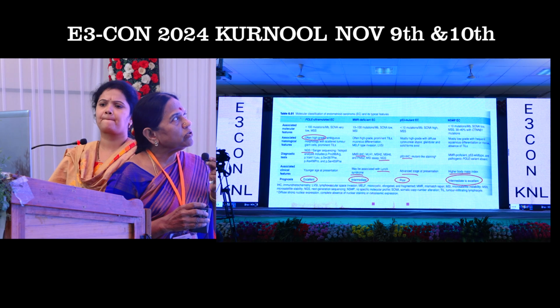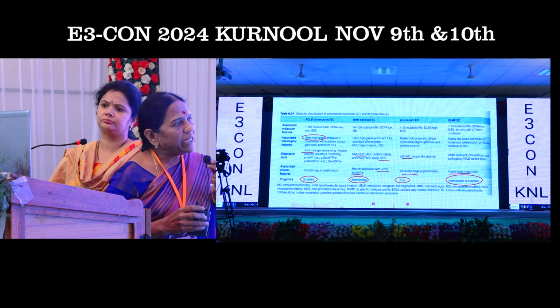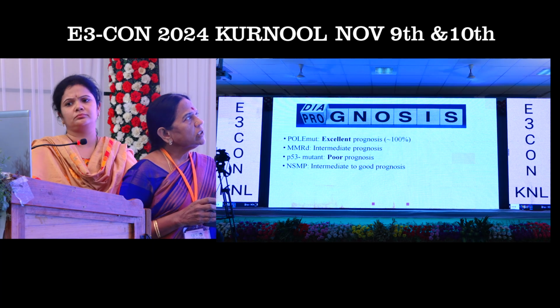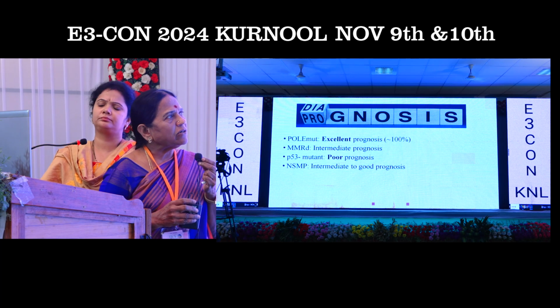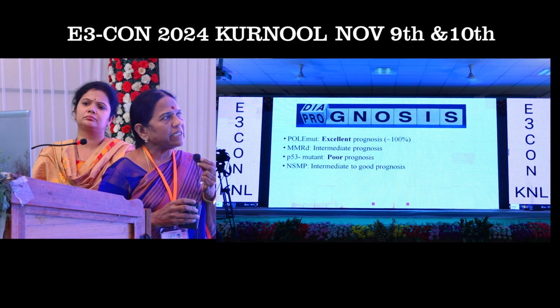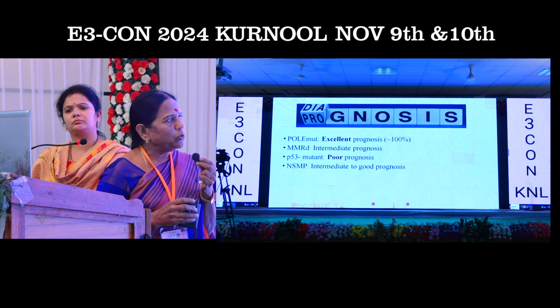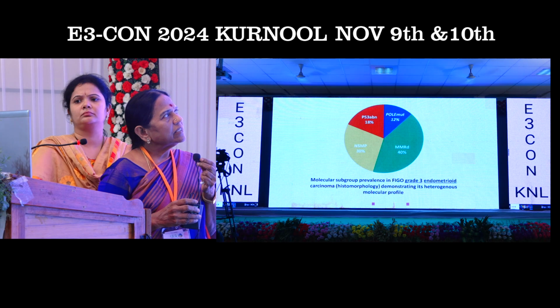So you will come across an excellent prognosis with the POLE mutation, whereas there is intermediate prognosis with the MMRD, and P53 is a very, very poor prognosis, whereas NSMP is intermediate risk. Next. So how are you going to diagnose? Once you diagnose with these molecular classifications, the POLE mutant has an excellent prognosis, that is 100%, whereas MMRD is intermediate, P53 mutant is poor, whereas NSMP is intermediate to good prognosis.